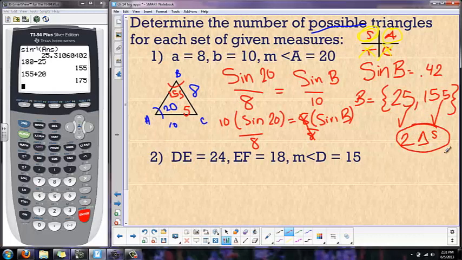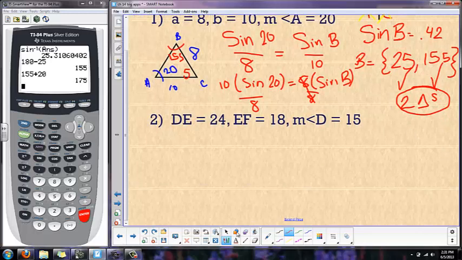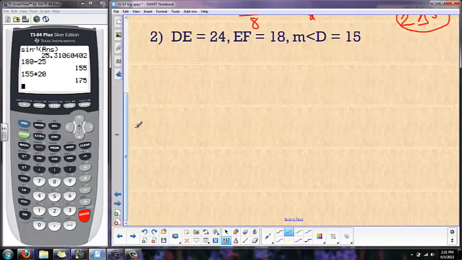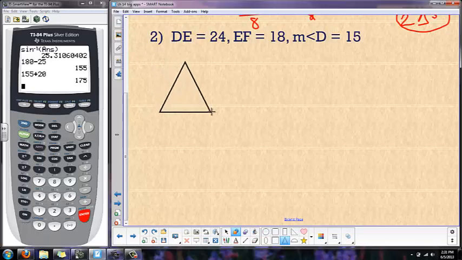Okay? Let's do another question. Hopefully it won't be as confusing the second time around. Okay, so now we're going to do it using new numbers. So triangle DEF.